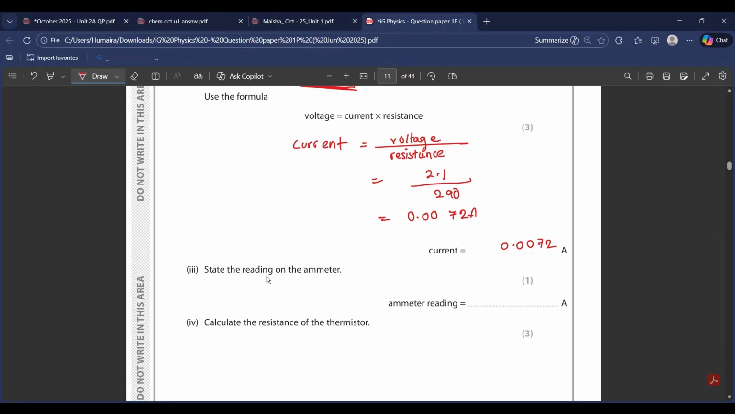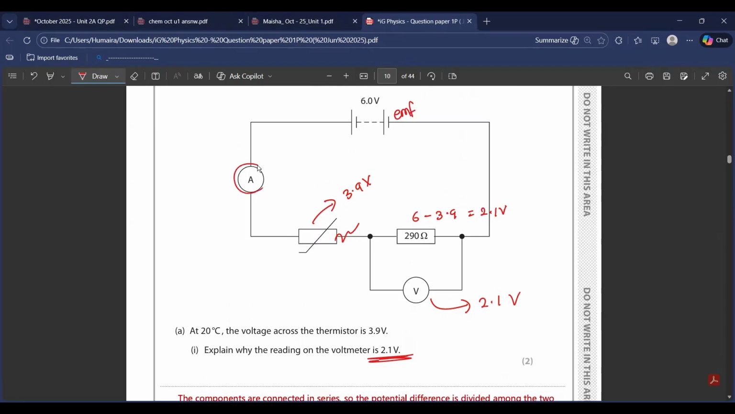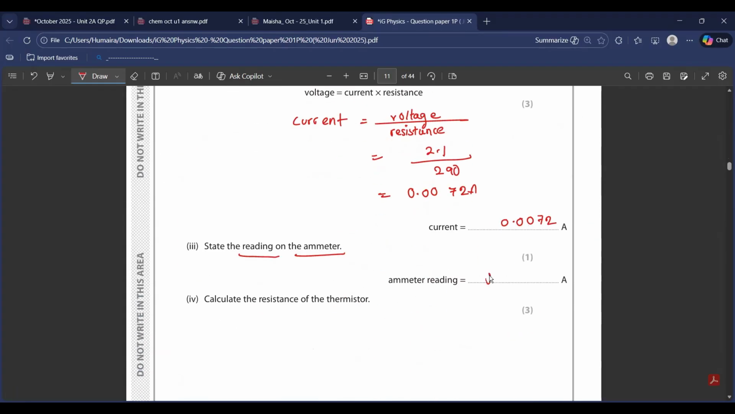Now they're asking, state the reading on the ammeter. So the ammeter is placed here. We found the current across this, which was 0.0072. And at the beginning, I have already told you that in a series circuit, the current is the same at all places, which means if the current here is 0.0072, the current here at the ammeter will also be 0.0072. So it will be the same reading, 0.0072.